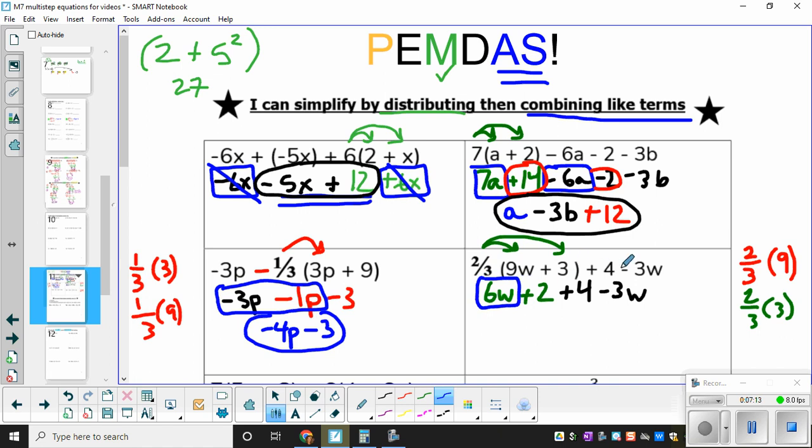So there's 6 w's, and we're going to take away 3 w's. All right, so 6 of the w's take away 3 w's is 3 w's, and it's positive, but it's the first term, so I don't have to write the plus sign. And then right here, 2 plus 4 is 6, and since it's positive, we're going to have a positive constant, and that's the final answer for that one, 3w plus 6.